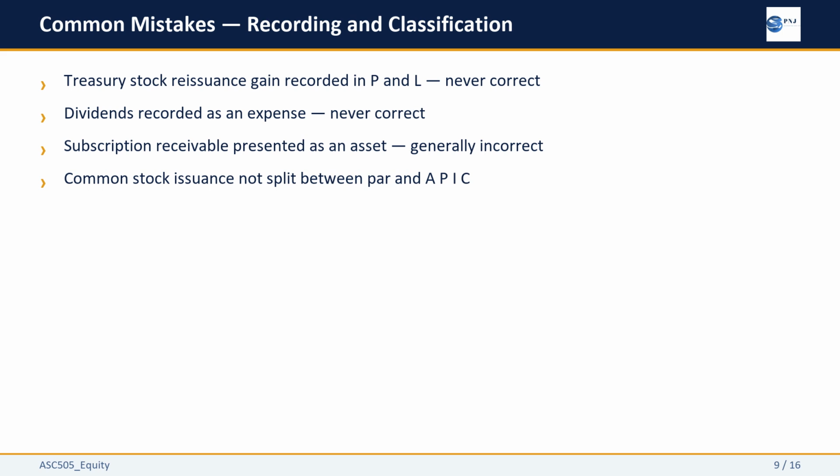Second, recording dividends as an expense. Dividends are distributions to owners, not expenses. Debit retained earnings, credit dividends payable. Third, showing a subscription receivable as an asset rather than contra equity. Fourth, failing to split common stock issuance between par value and APIC.